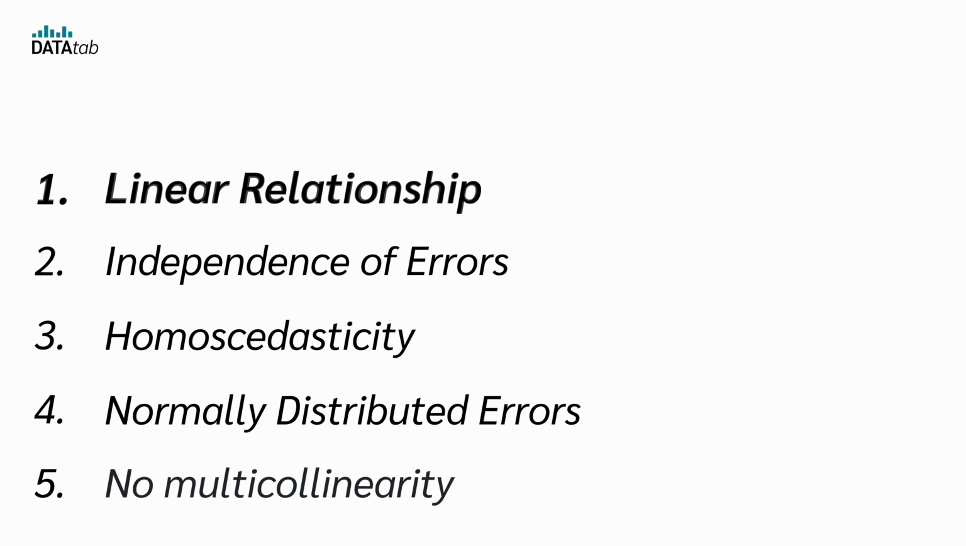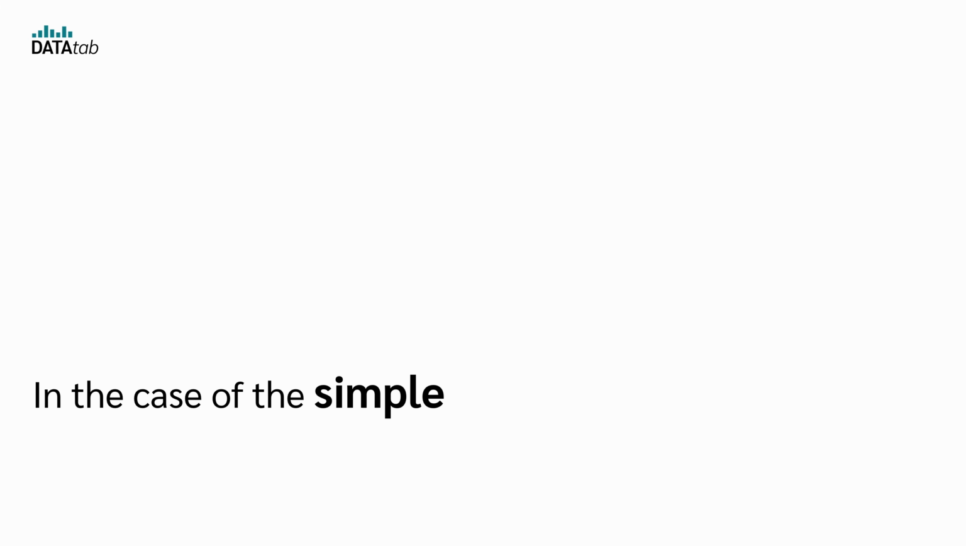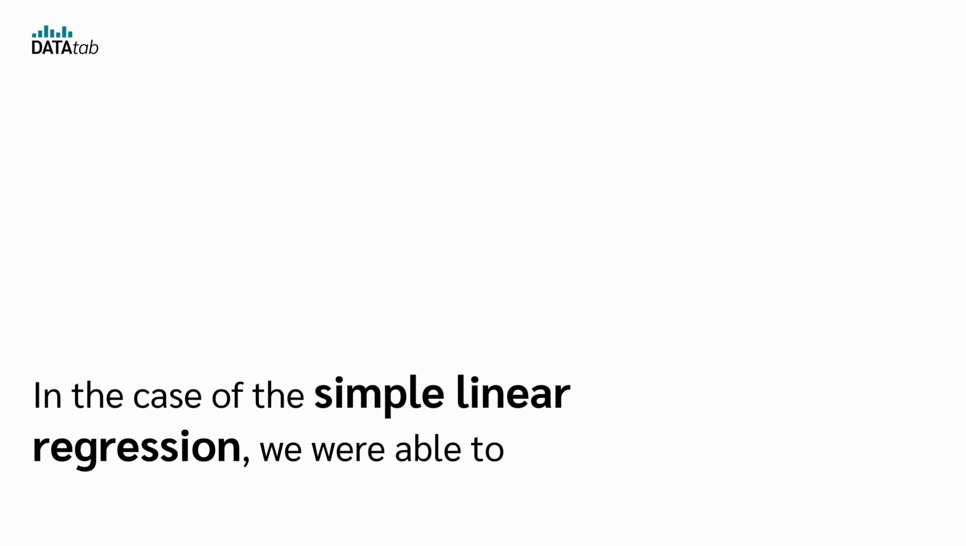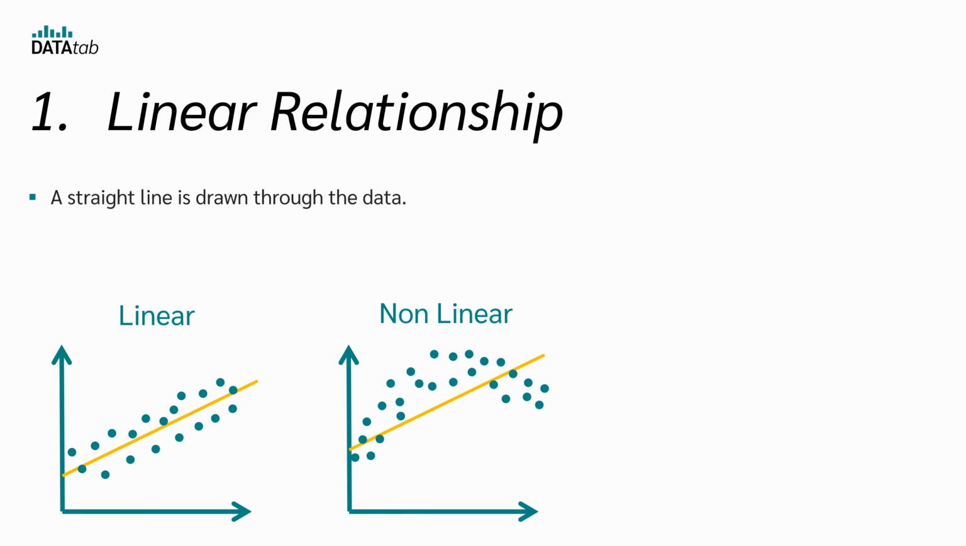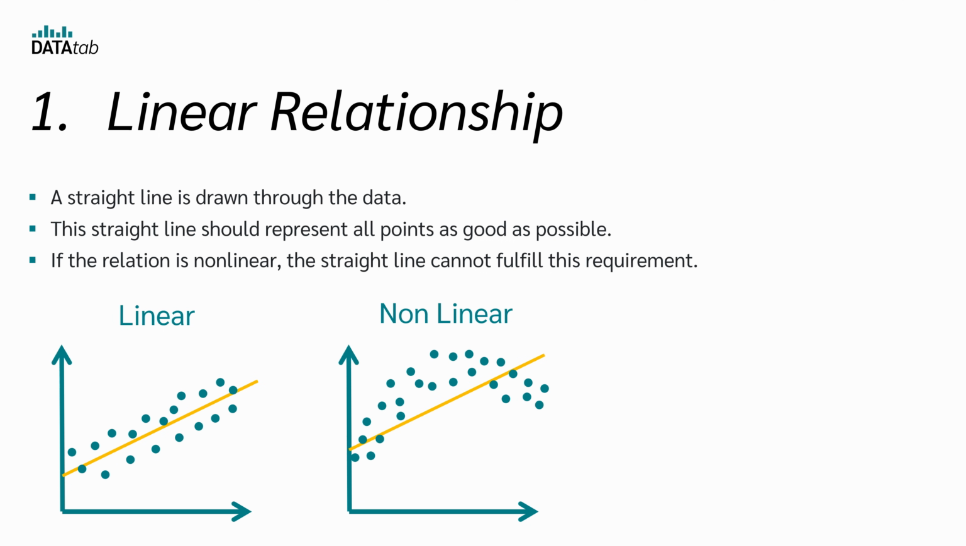Let's start with the first one, linear relationship. In the case of the simple linear regression, we were able to test this assumption easily. A straight line is drawn through the data. This straight line should represent all points as good as possible. If the relationship is nonlinear, the straight line cannot fulfill this requirement.